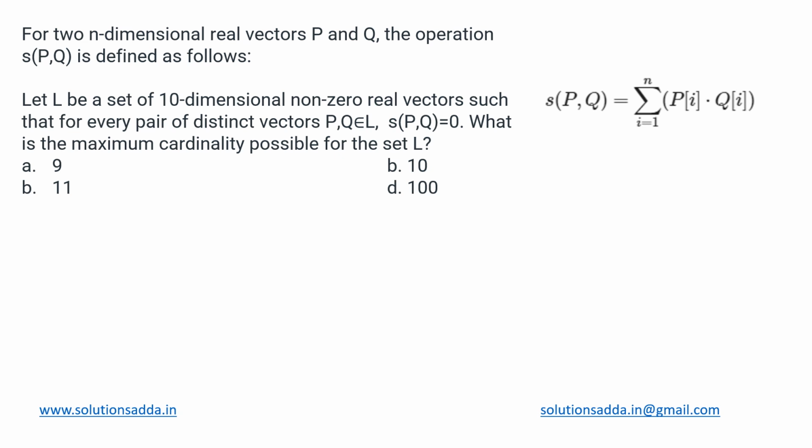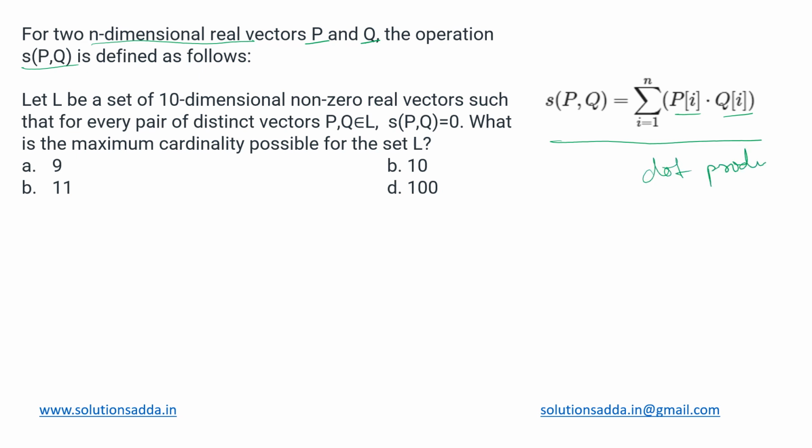Engineering mathematics question based on vectors and matrices. We are having two n-dimensional real vectors P and Q such that an operation S has been defined on them, which is given as S of P and Q is sigma of P of I dot Q of I. So this operation is nothing but the dot product of two vectors.